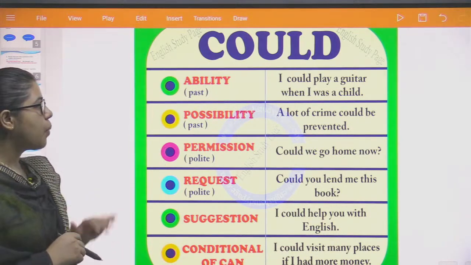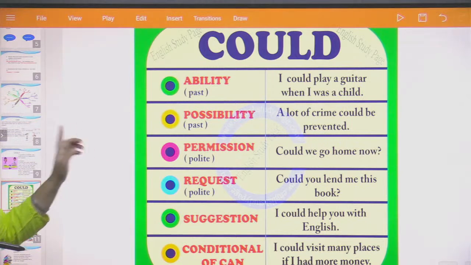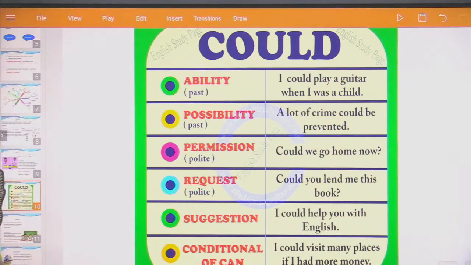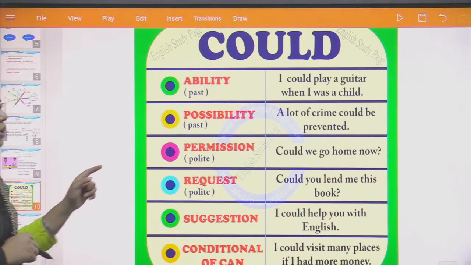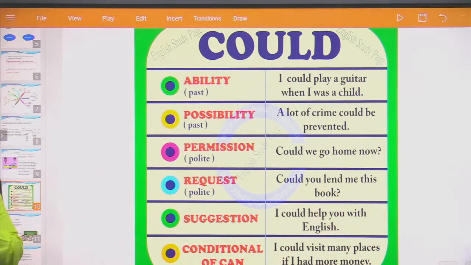Now see, possibility of past. Past possibility also we can show through this could modal verb. A lot of crime could be prevented. So many crimes happened, so we can say in the past, to show the past possibility, that a lot of crime could be prevented. Now see, students, I'm not using any other verb here. I'm just using could. I don't put any -ed or anything with the modal verbs.